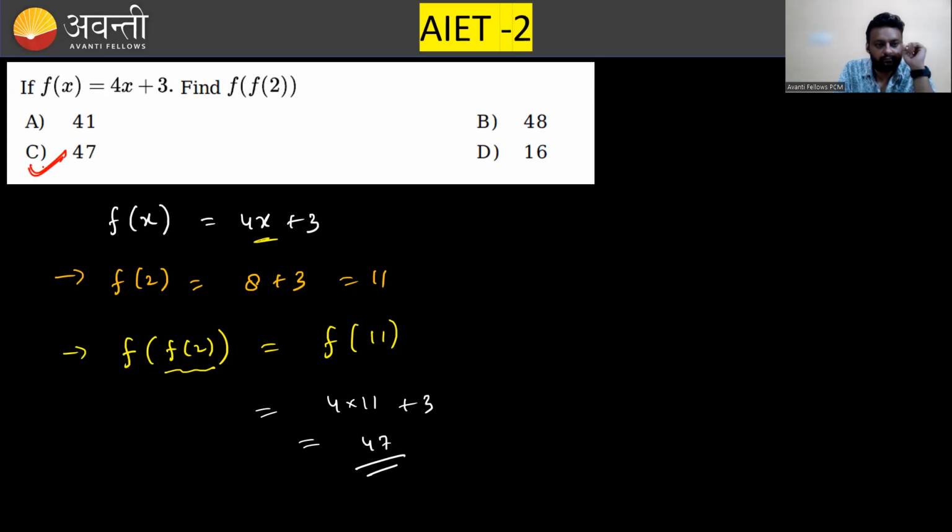Is it clear? I hope till now everything is clear to you. If you have any problem, you can ask. Now moving further for the next question.